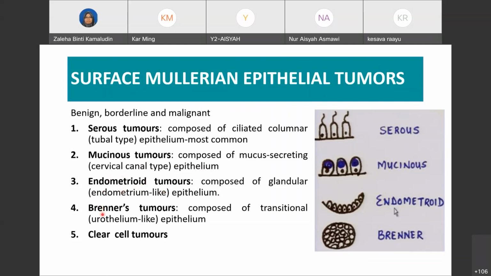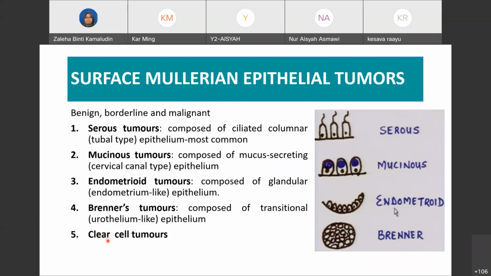Okay, another tumor, which is not that common, known as the Brenner's tumor. So this Brenner's tumor is actually composed of nests of urothelial-like cells. Okay, previously they also knew this tumor as a transitional tumor because the architecture histologically resembles the urothelium lining. Okay, but it forms a nested pattern.